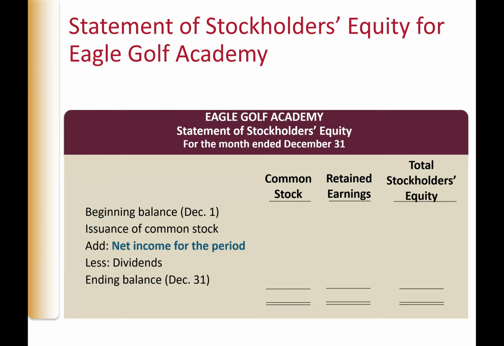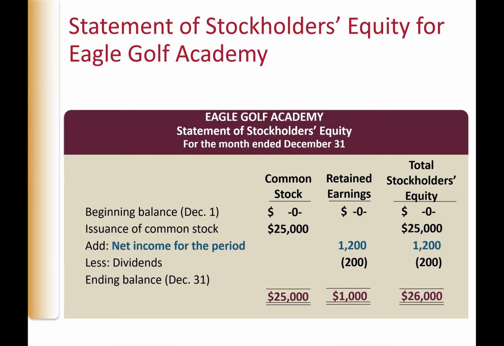So in this example, this is a brand new company. So we started out with zero balance. During the month, we issued common stock for $25,000. So our issuance of common stock increased our stockholders' equity by $25,000. Okay. Then we add our net income for the period. That's an internal source that we call retained earnings. When we pay dividends, we reduce our retained earnings.